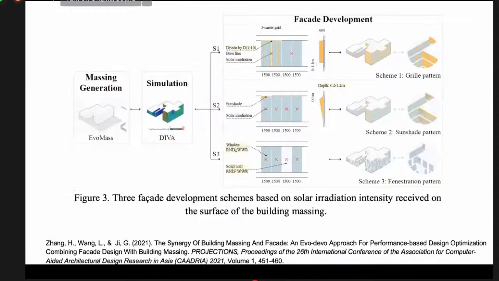This is a similar thing using simulation on the facade of the solar irradiation to choose the best shading and also the window ratio in the building to find the best solution for the design goals.